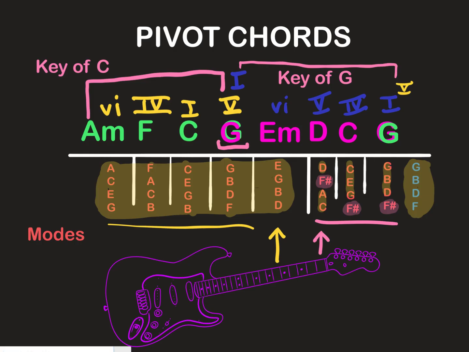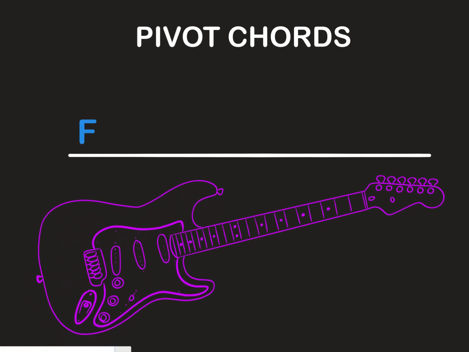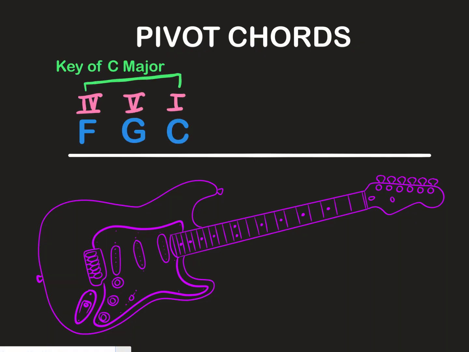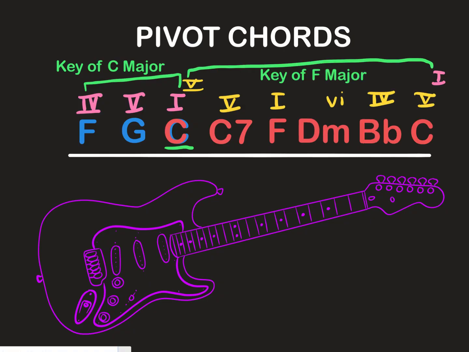Let's look at some other examples of pivot chords. In the key of C major: F major, G major, C. Here this will act as the pivot chord into the key of F major: C7, F major, D minor, B flat major, C. This could also be interpreted as the 1 chord in the key of C major. The C acts as a pivot chord, functioning as 1 in C major and 5 in F major.